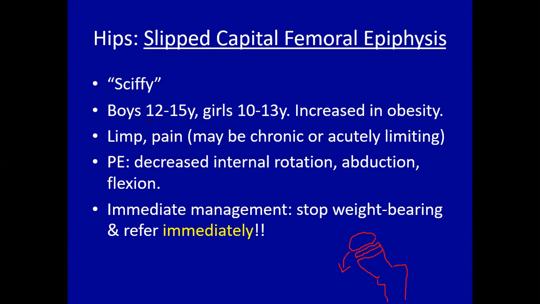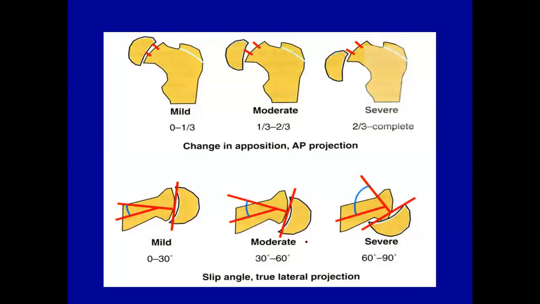So you'll get this overweight, usually, unfortunately, you've got this overweight 12 to 15-year-old male or female with a limp, and it could be chronic or it could have just happened. They're going to have decreased internal rotation and abduction. So they can't move their leg away from their midline, and they can't rotate it in. Okay, so those are the things, and it's because of this. So we want to immediately stop weight bearing and take an x-ray, and what we'll see is this, and we can grade it, right? It's just a super confusing picture here.